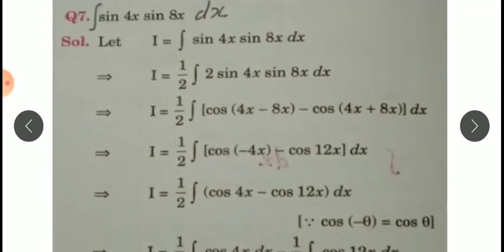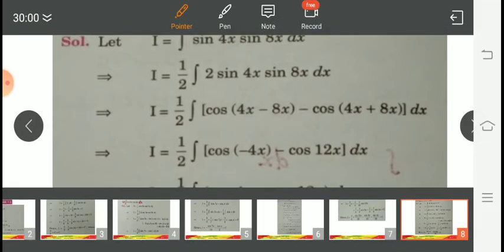Now see question number 7. Integration sin 4x sin 8x. Again, to change it into integrable form, the question is multiplied and divided by 2. It becomes I is equal to 1 upon 2 integration 2 sin 4x sin 8x. Using the formula 2 sin A sin B, you know the formula 2 sin A sin B means cos (A minus B) minus cos (A plus B).